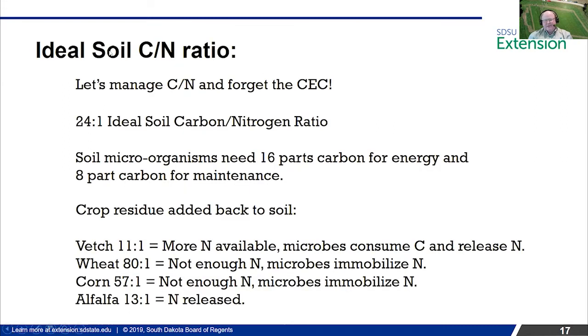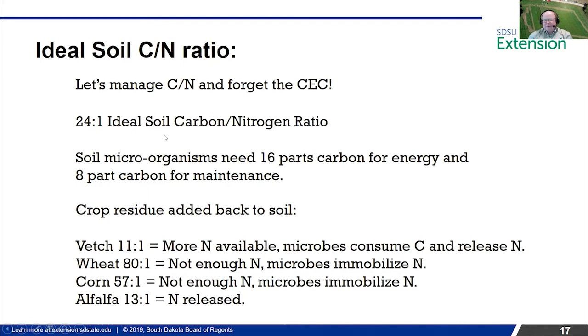And I just want to talk about that a second. I'm proposing let's manage the carbon to nitrogen cycle of the soil, and let's forget about CEC. We've got so much discussion about cation exchange capacity. It's not about that. It's about soil health. We need to manage the carbon and nitrogen cycle. So ideally, 24 to 1, in that range.